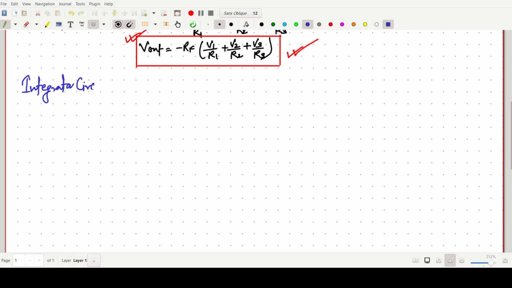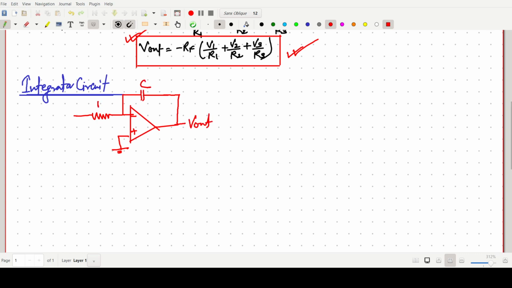Integrator circuit. So again, every time we have to use the inverting amplifier concept. So again, I am making the op amp, and one capacitor is there. If capacitor is there, no need to worry. So this one is a simple integrator circuit.